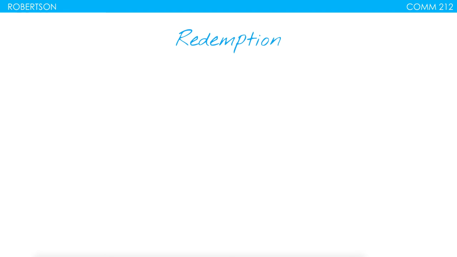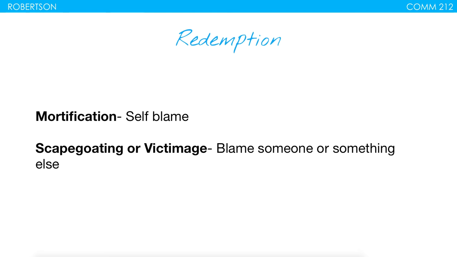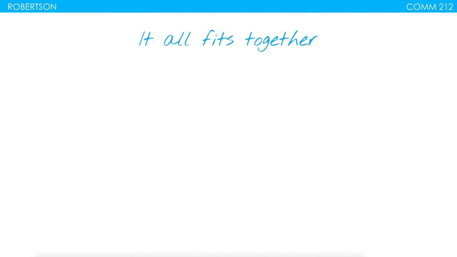That self-blame, so blaming ourselves, Burke calls mortification. This is where you're taking blame and you're saying, you know what, this was my fault. And then you're able to move forward after that. But also we have this concept of blaming others, someone or something else, which he calls victimage, which is basically scapegoating. This is where you're blaming someone else or something else for this negative feeling that you're having. And the arguments then are shaped around one of these two different decisions that would be made in order to gain that redemption.